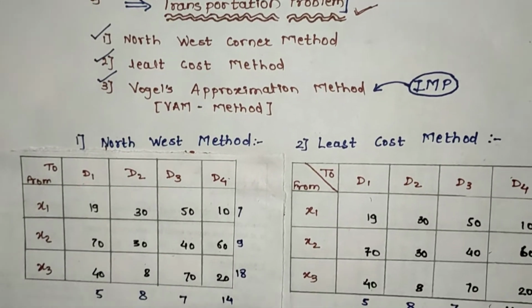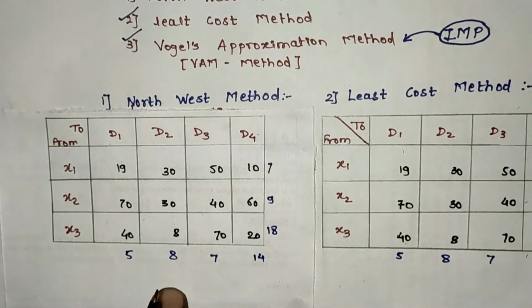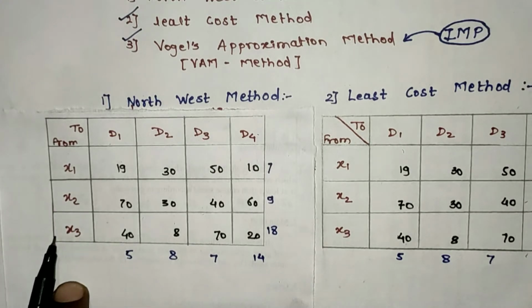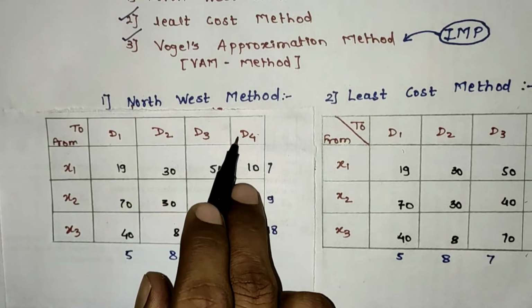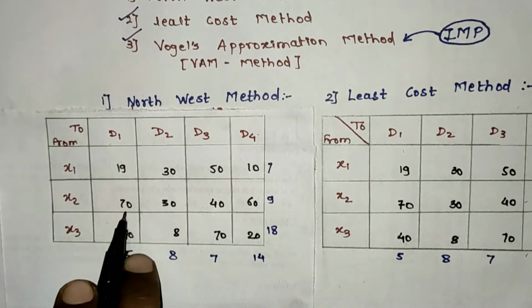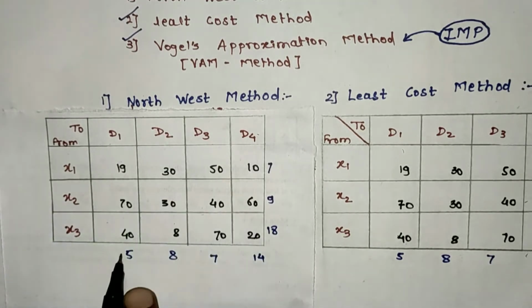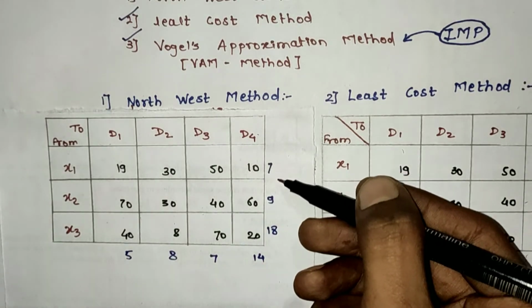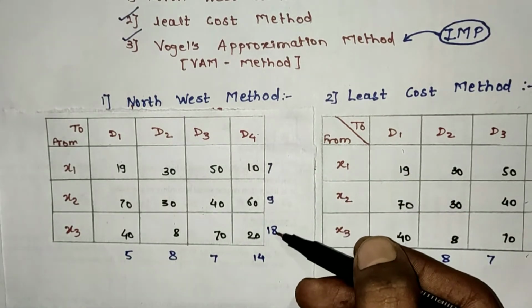So let me first explain this table. A similar table we are going to use in each and every method. Here, as you can see, there are three suppliers X1, X2 and X3. D1, D2, D3 and D4 are the destinations where the suppliers have to go. Now every destination sets its demand: 5, 8, 7 and 14. And the suppliers contain 7 units, 9 units and 18 units of product.